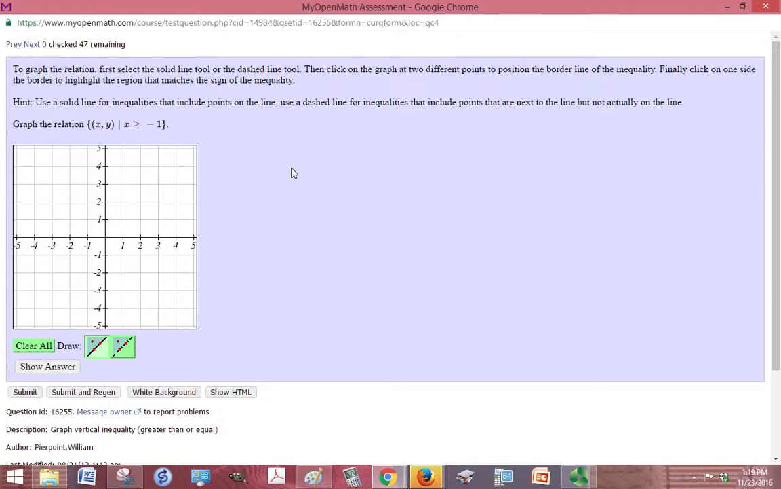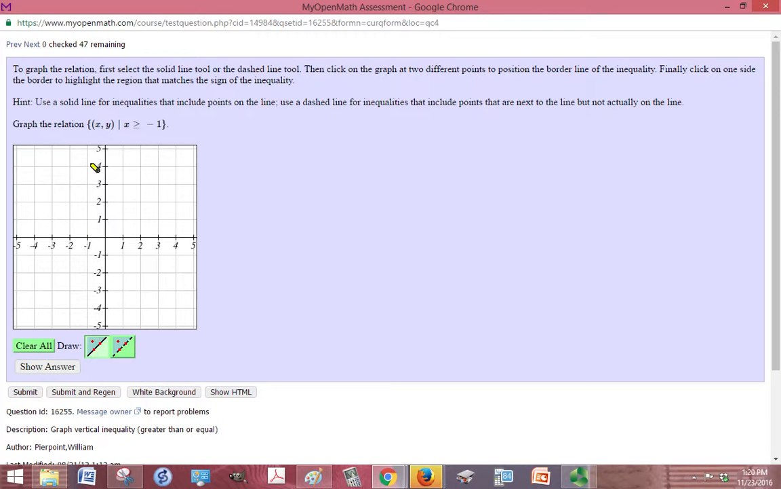So we're using a solid line for inequalities that include points on the line and a dashed line for inequalities that include points that are next to the line, but not actually on the line. This one is x is greater than or equal to negative one. So we want to include that negative one. So we want to go to where x is negative one, and we want a solid line, which is picked.